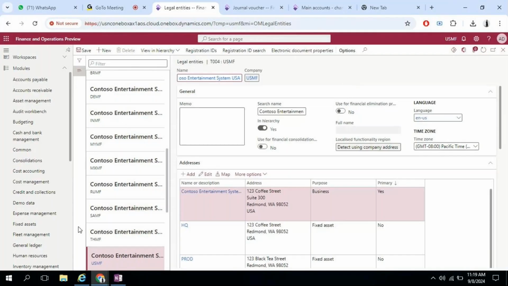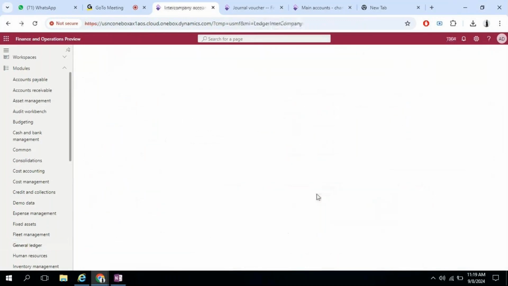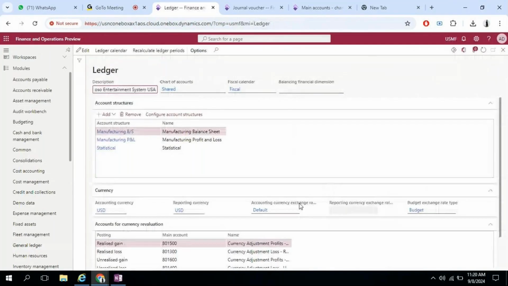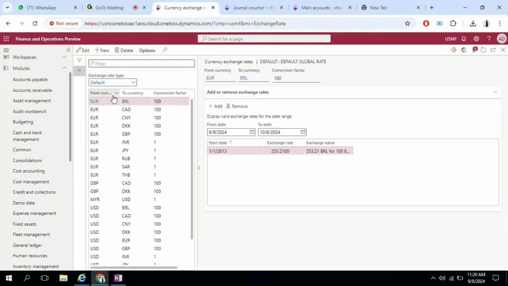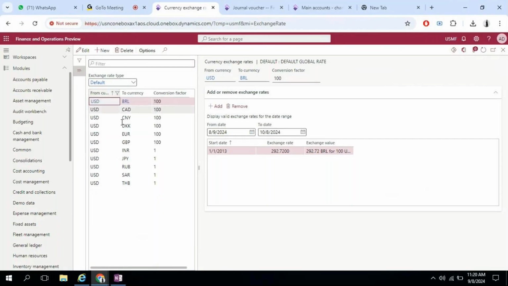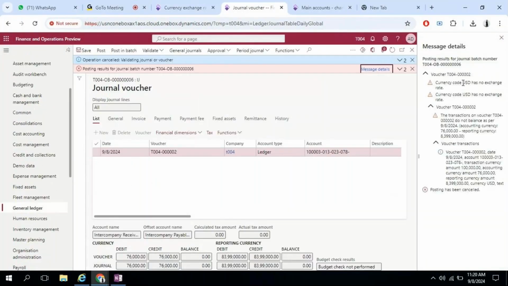Inside the USMF entity, we will go to the general ledger module, then the ledger form, and check for accounting what the currency exchange rate is. They have used the default currency exchange rate. You go to the exchange rates and check whether USD to GBP is there. USD to GBP is there, USD to INR is there, then what is the issue? Let me check once. Currency code USD has no exchange rate. The transaction does not balance.